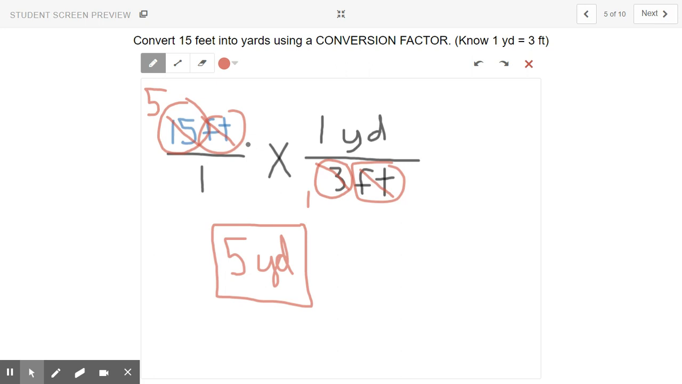Now we multiply, cancel out your feet. And then I notice that 15 in the top term and the 3 in the bottom term both could be divided by 3. 15 divided by 3 is 5. 3 divided by 3 is 1. Then you multiply across, the answer is 5 yards. So 15 feet equals 5 yards.